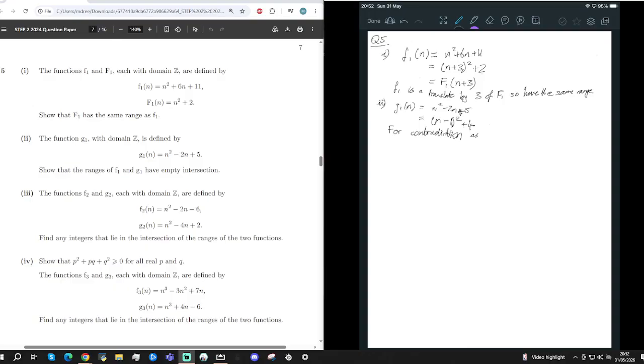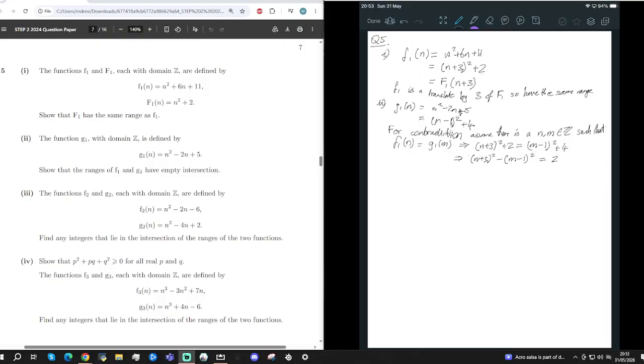For contradiction, assume there is an n and m in the domain such that f1 of n is equal to g1 of m. And let's see what that implies. So that'll mean (n+3)^2 + 2 is equal to (m-1)^2 + 4. So (n+3)^2 - (m-1)^2 = 2.